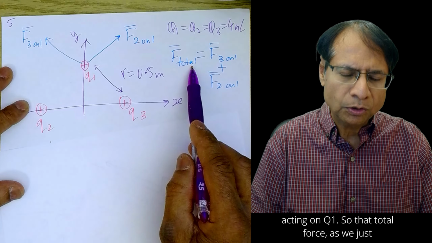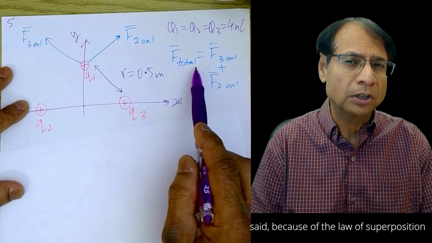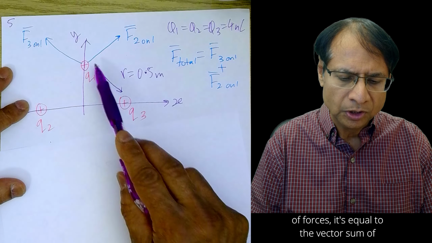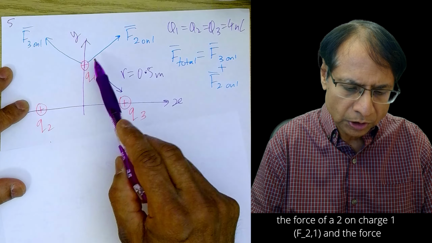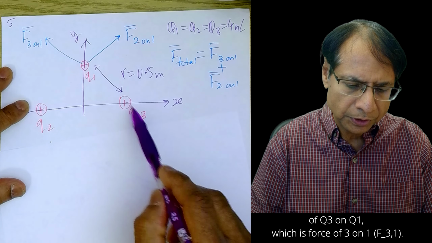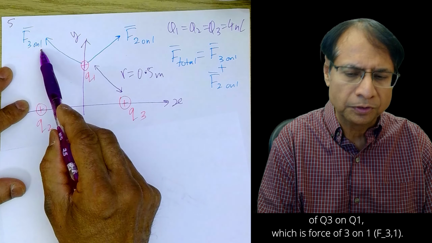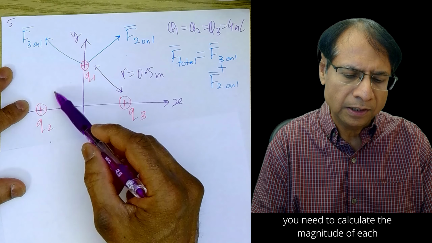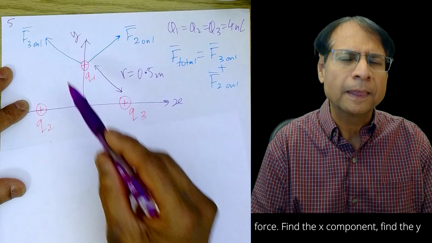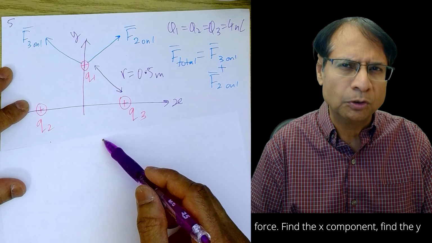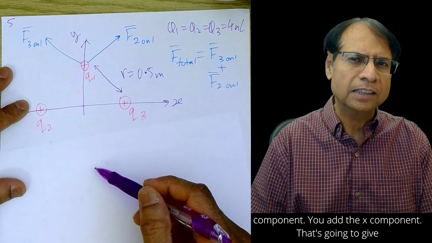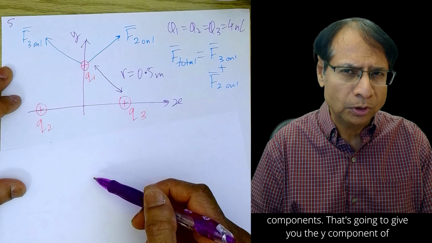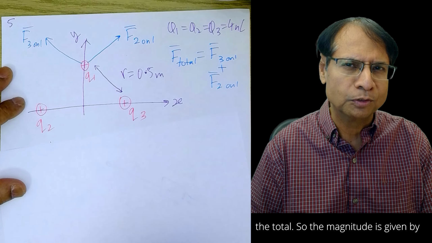So that total force, as we just said, because of the law of superposition of forces, is equal to the vector sum of the force of 2 on charge 1 and the force of Q3 on Q1, which is the force of 3 on 1. So you add these vectorially. To do that, you need to calculate the magnitude of each force, find the x component, and find the y component. You add the x components, which gives the x of the total. You add the y components, which gives the y component of the total.